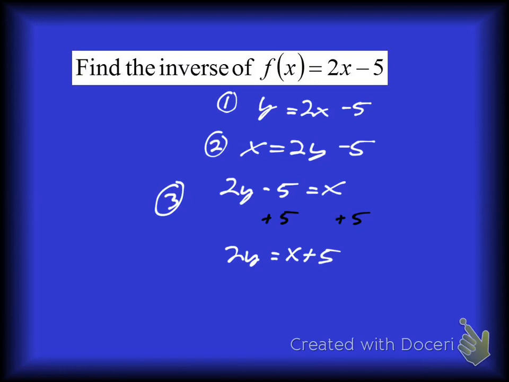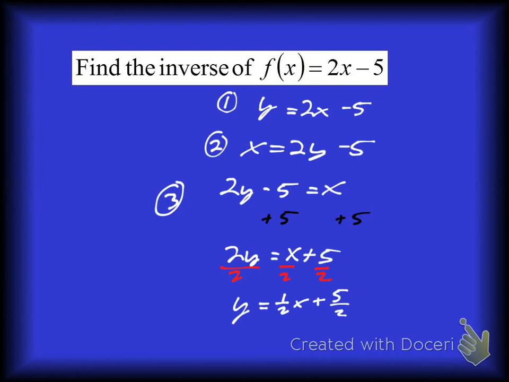Alright, next step. Divide by 2. Okay, now when you divide by 2, make sure you get it to all things. Divide by 2, divide by 2, divide by 2. Okay, it gives you y equals 1/2 x plus 5 halves. Okay, that's the end of step 3. We solved for y, we got y by itself.